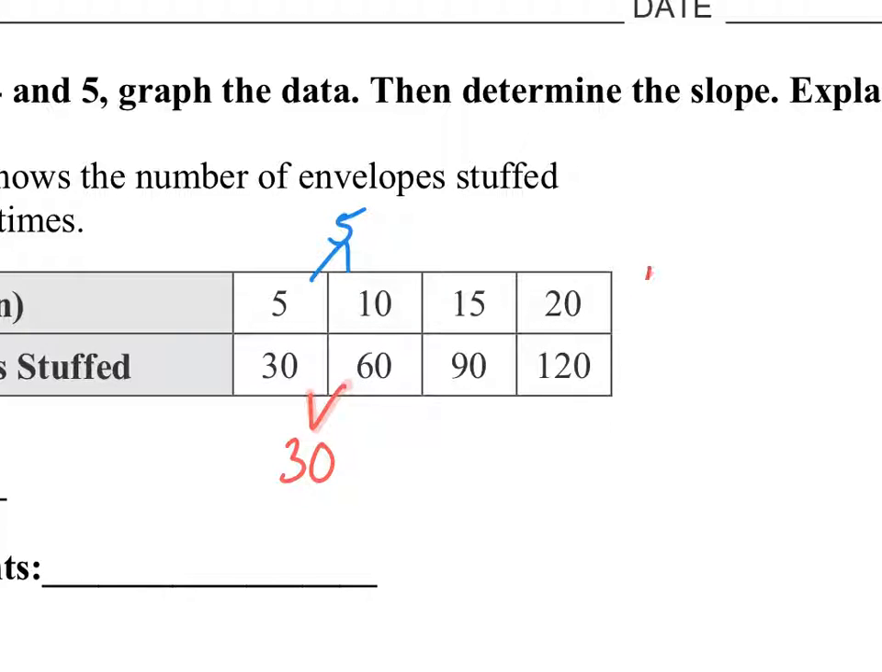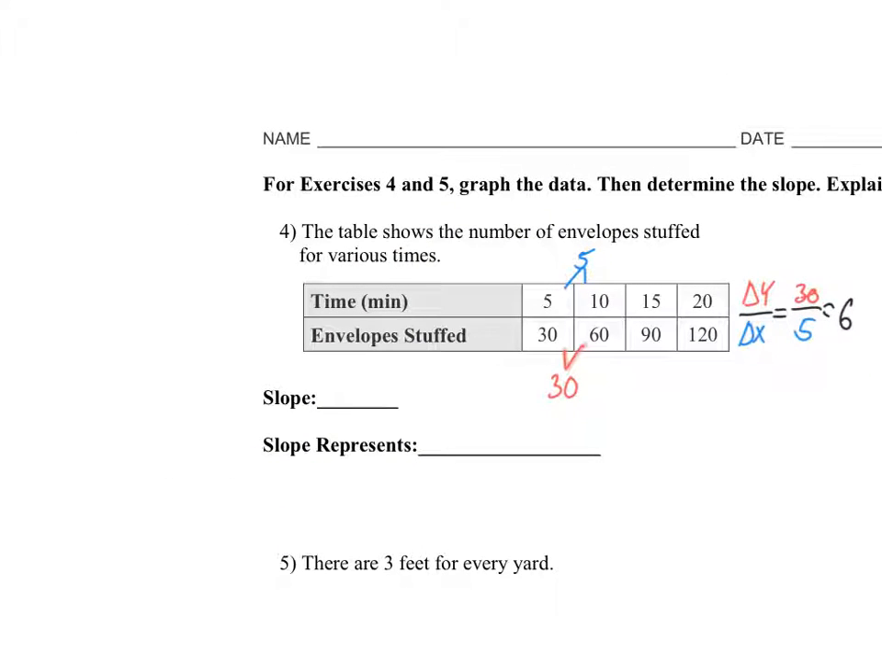So my change of y, I'm going to write this down because I don't think I did it on the last one, over change of x is what we want to know. So the y changed by 30, and the x changed by 5. 30 divided by 5 is just 6. So our slope is 6. So we're talking about 6 envelopes stuffed per minute.